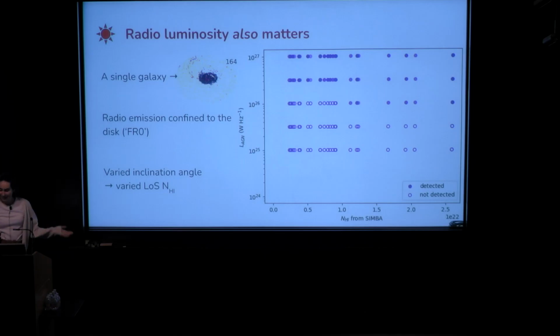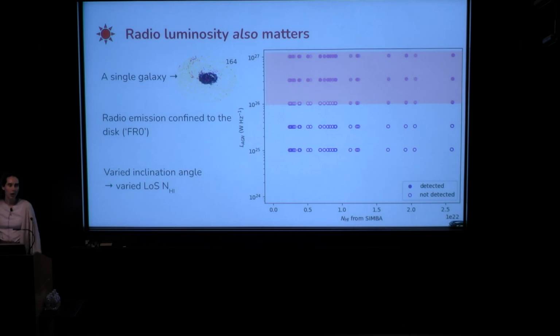Basically, you can see here that radio luminosity has a very, very big impact. If we go above a certain threshold for pretty much any inclination angle, which corresponds to any column density in SIMBA, we do actually detect the H1. And pretty much below that single threshold, we don't detect it at all. So that's all very interesting, but this is just for a single galaxy, our good friend 164, a nice, neat, disky galaxy.